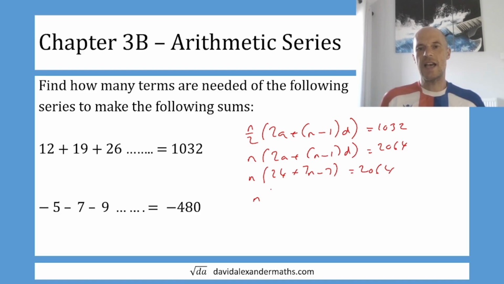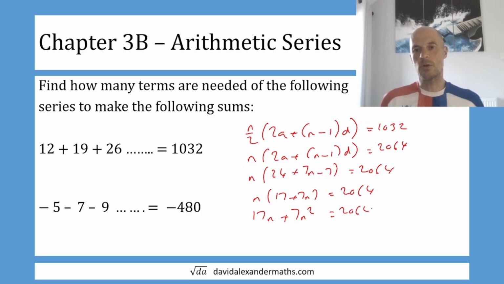So that's going to be n lots of 24 minus 7, which is 17. So 17 plus 7n equals 2064. So expand the bracket: 17n plus 7n squared equals 2064. So we'll end up with a quadratic with these ones. So let's make it equal 0. 7n squared plus 17n subtract 2064 equals 0.